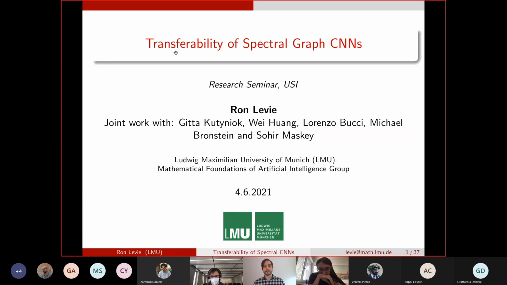In this context, transferability means the ability to transfer a convolution network between different graphs. The idea is that if we train on a certain set of graphs, we want to be able to show that the network is also meaningful on other graphs.